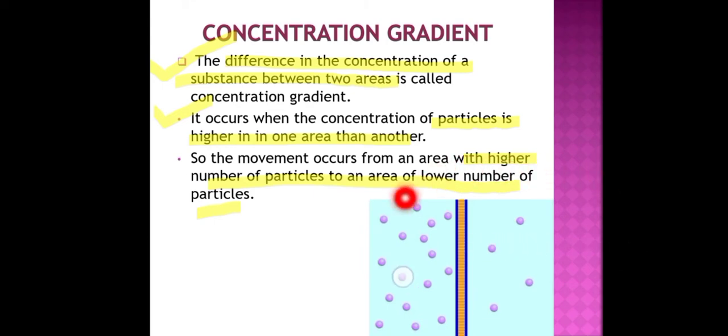Here is a diagram that is showing the concentration gradient. In this area we can see a higher concentration of particles, and in this area there is a lower concentration of particles. So particles are moving from higher concentration to lower concentration, and that is the concentration gradient.